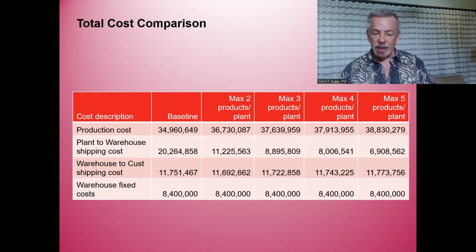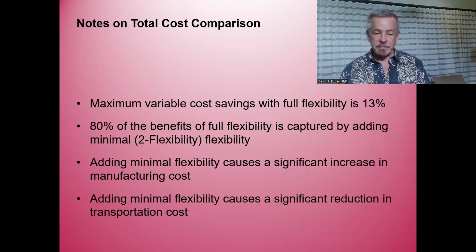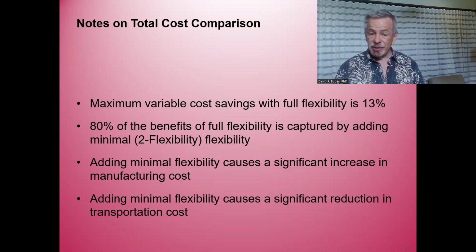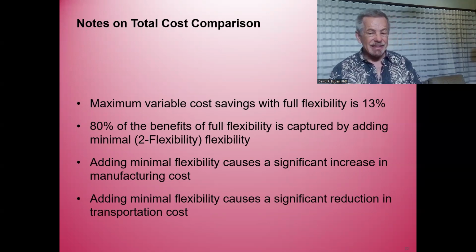Look at the plant to warehouse shipping costs. There's a difference there. If you look at the baseline, it's $20 million. But if you do 5, each plant does 5, all of a sudden it drops dramatically to something much lower. So here's a good image of where the cost can be. Plant to warehouse shipping costs can drop dramatically if you do all 5. Is it worth the money to make that change? The maximum savings on the variable with full flexibility is 13%. That's a lot of money.